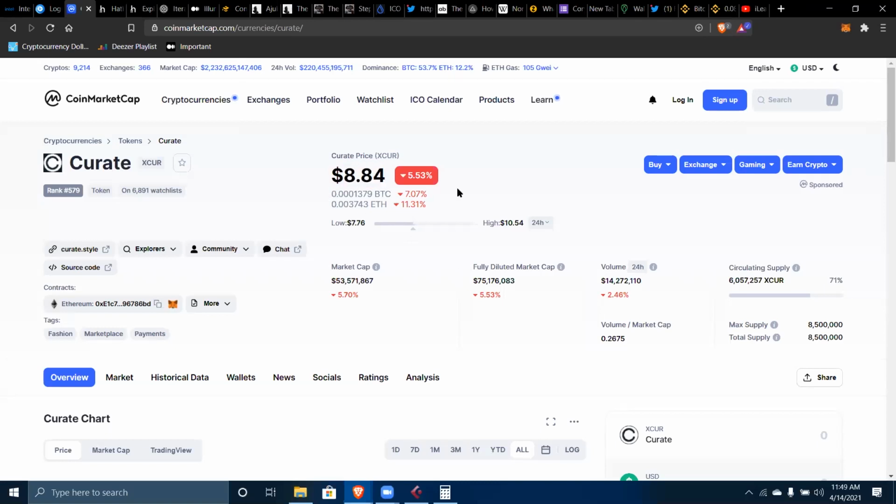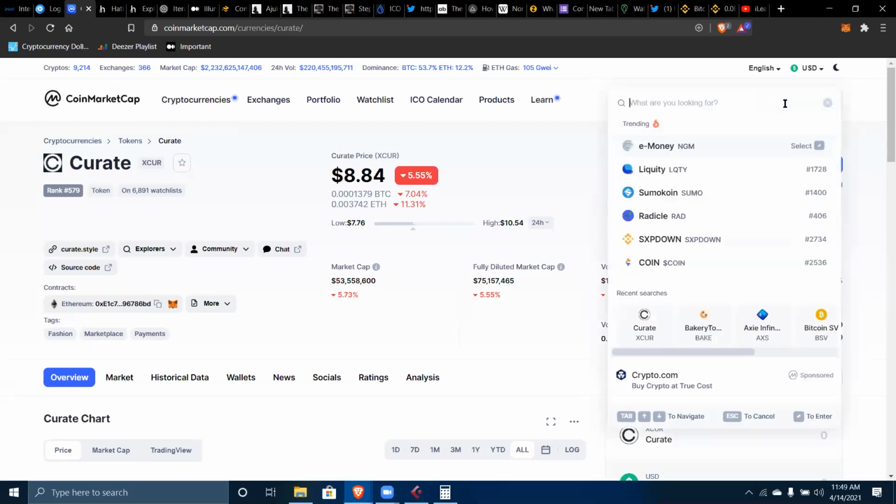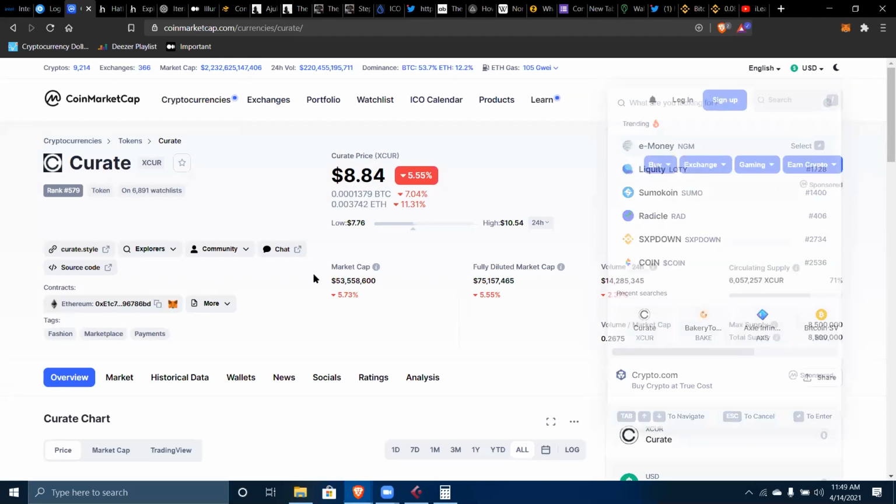Now, like I said, this is not investment advice. This is not financial advice. So do what you want with this information. Do what you may. And please, if you feel like, do nothing with this information. So this is Xcore. I'm bagging it long term. I feel like there's so much upside potential, and the market cap is still $53 million. I mean, 10x from here is chicken change.